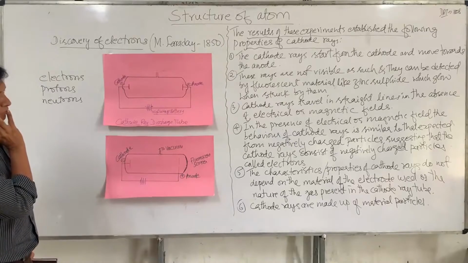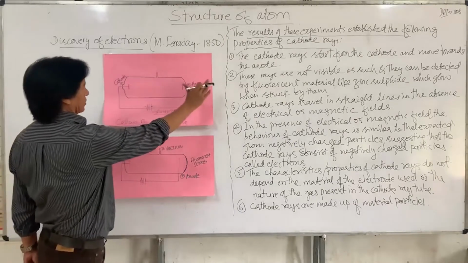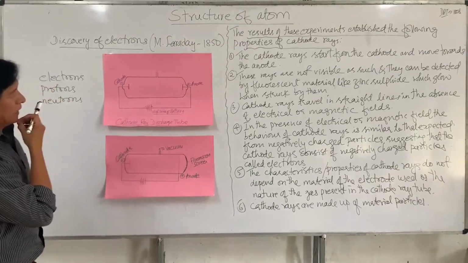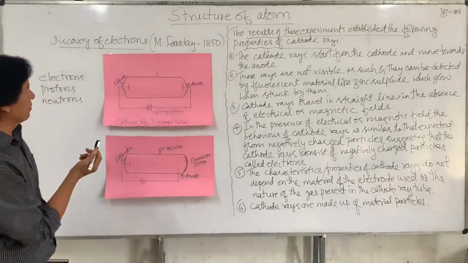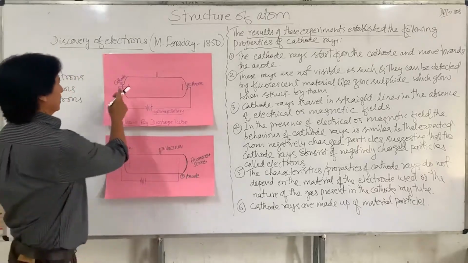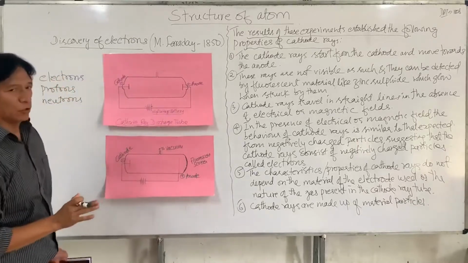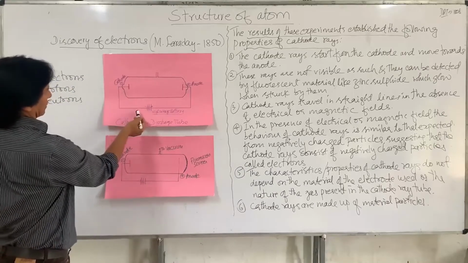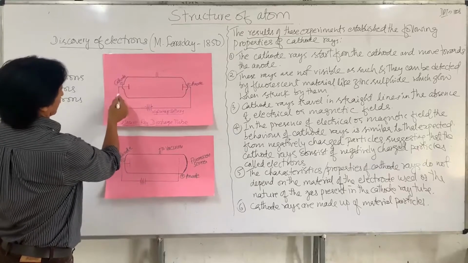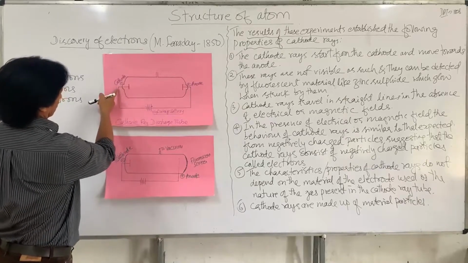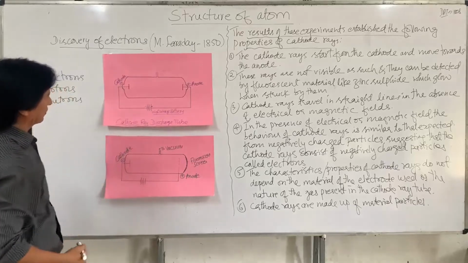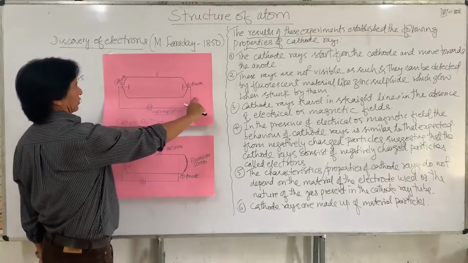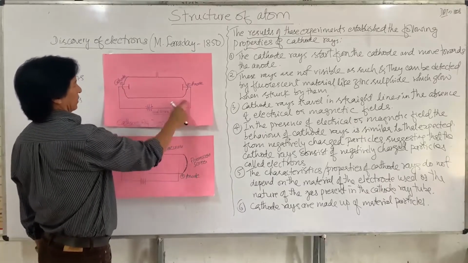As far as the cathode ray discharge tube is concerned, it is actually made of glass, and it is fitted with two thin metal pieces at the two ends, which form the electrodes. The electrode that is connected to the negative terminal of the battery becomes the cathode. The metal plate connected to the positive terminal of the battery is the anode.